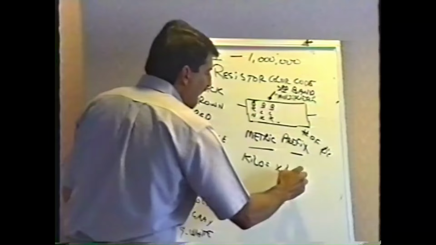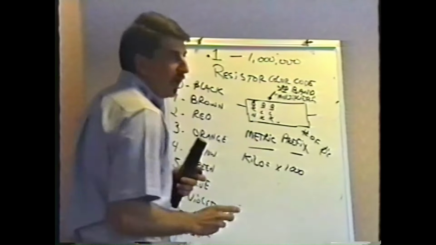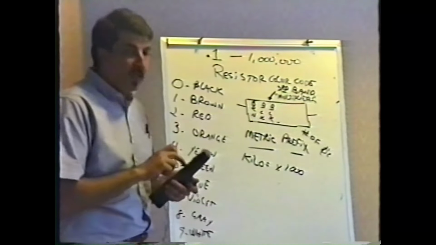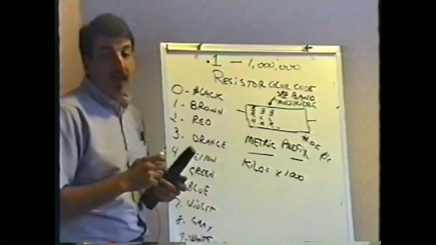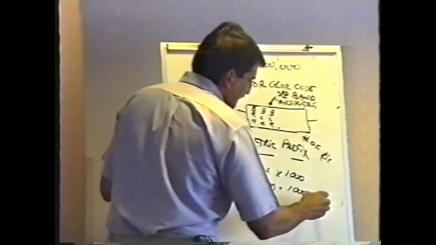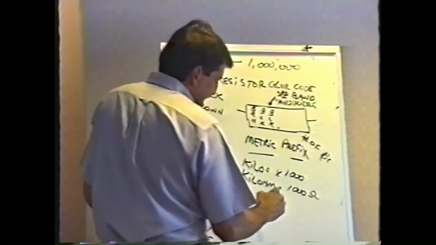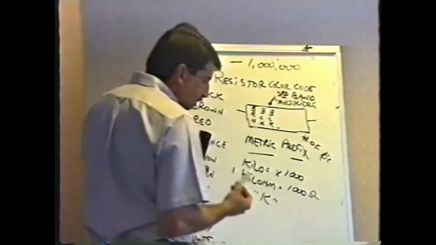Kilo, of course, means times 1,000. A kilometer is 1,000 meters. A kilogram is 1,000 grams. We have kilovolts. 1,000 volts is a kilovolt. And we also have kiloohms, K-I-L-O-H-M. 1 kiloohm is 1,000 ohms. Well, nobody says kiloohm. Everybody just says K for short.